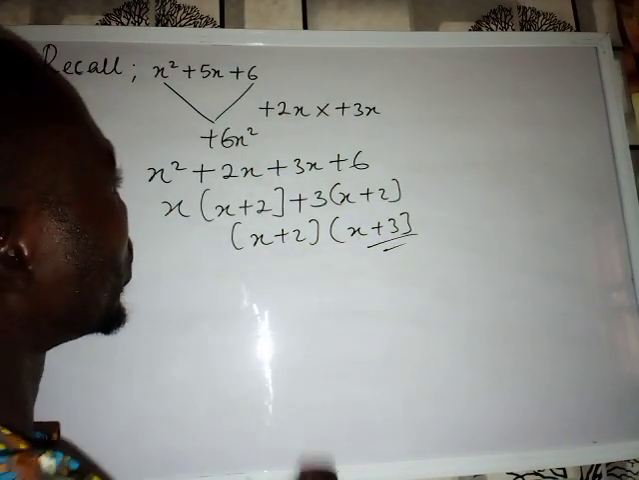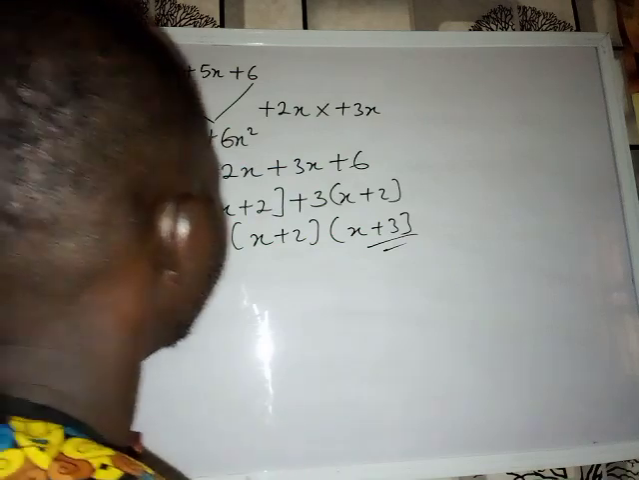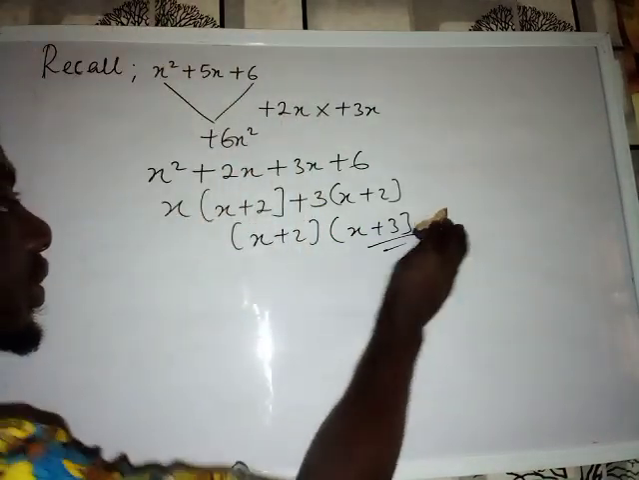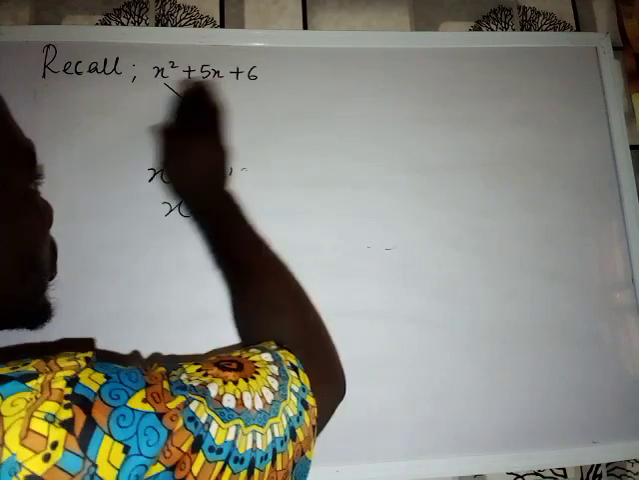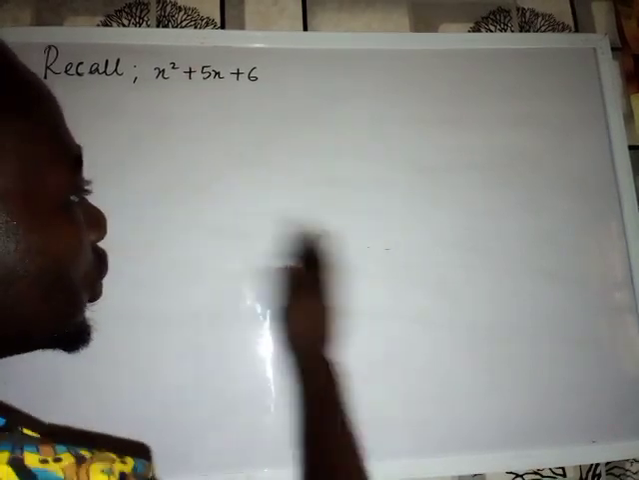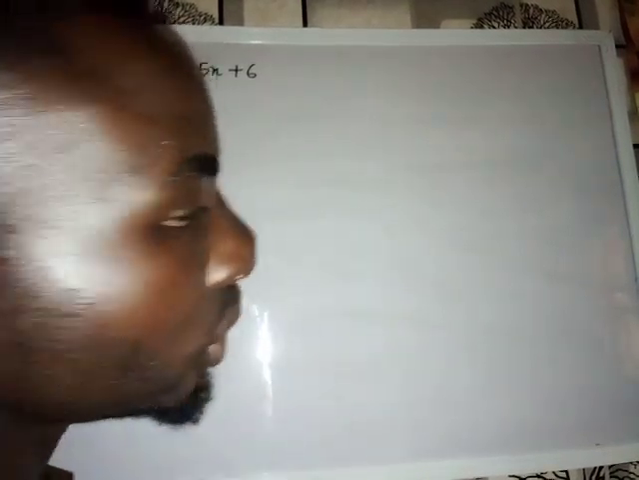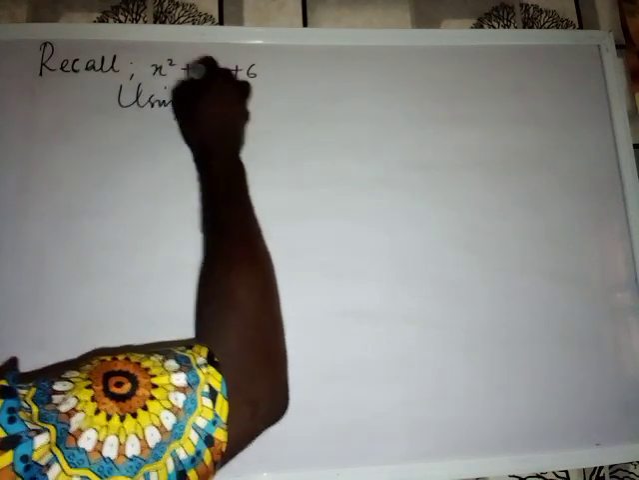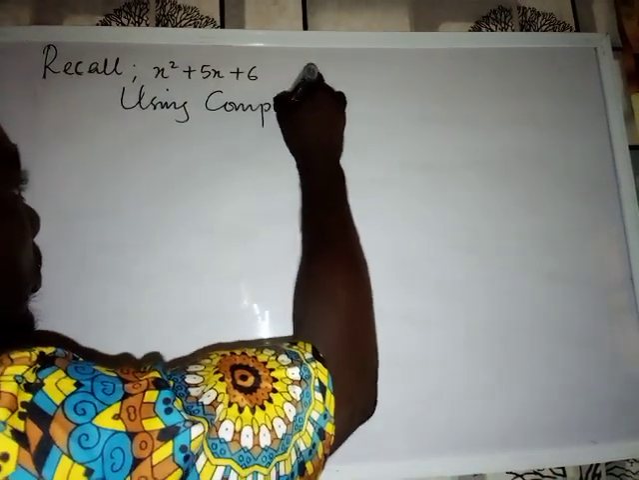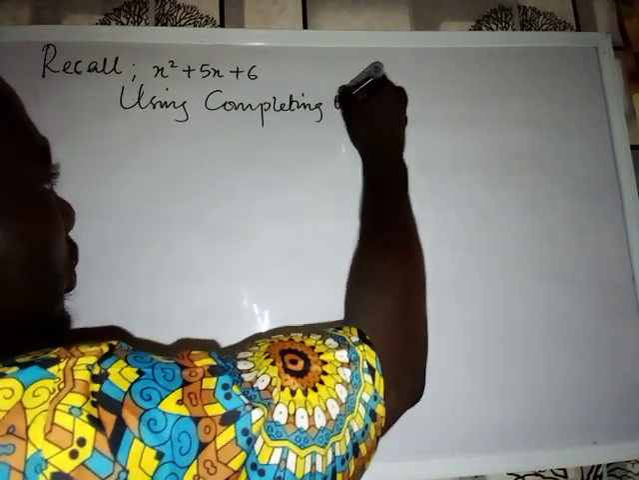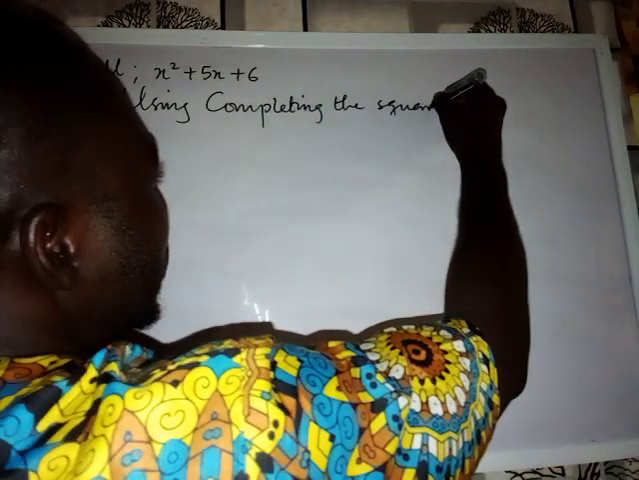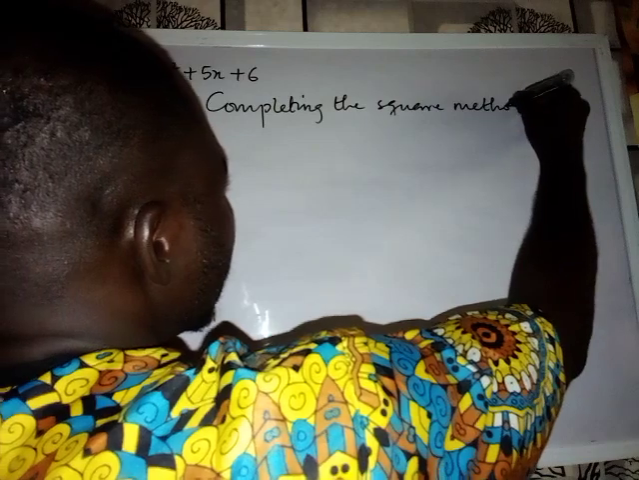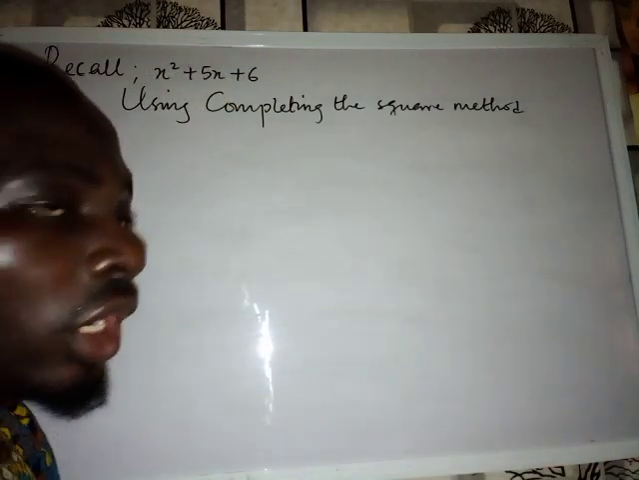This can as well be solved in another way. How do we solve that? Now, to solve this question in another form, I'm going to use the knowledge of the completing the square method. Now, how do I go about that?